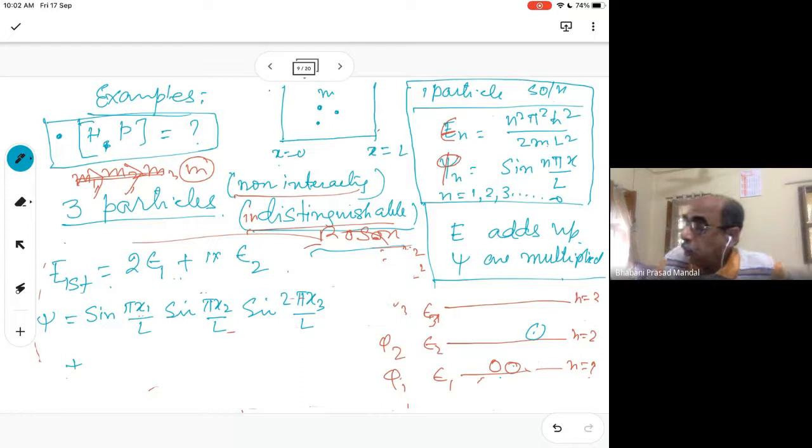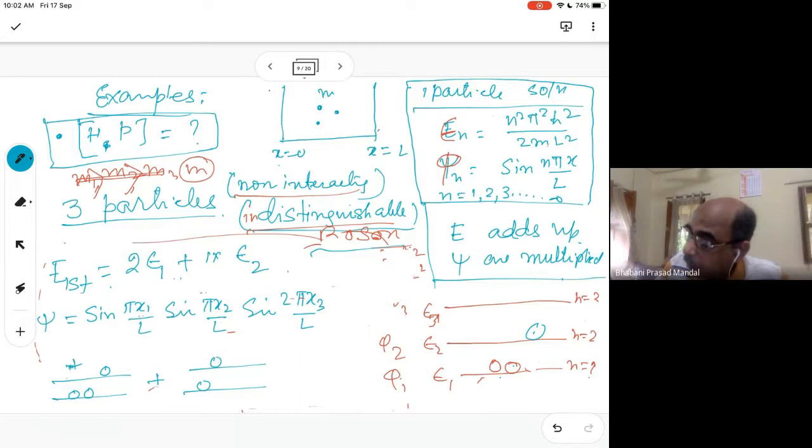I said the third particle will go up. But all three particles are identical, so why will the third go up? If boys and girls are the same, then why should boys have to do this or girls have to do this? So what will the possible configurations be? Third is up, then plus this possibility, second is up, and then first is up. Now add all of these. For the second up, it will be sine(pi x1/L) sine(2 pi x2/L) sine(pi x3/L).